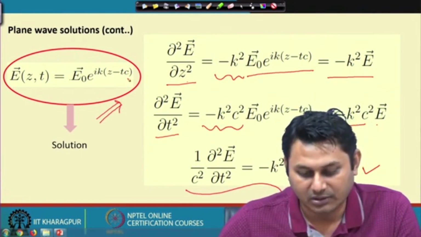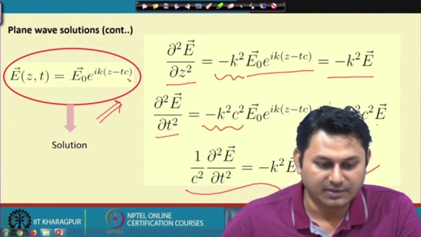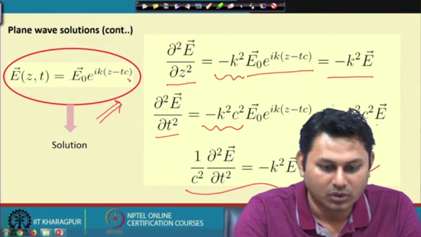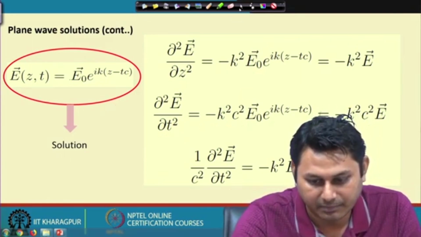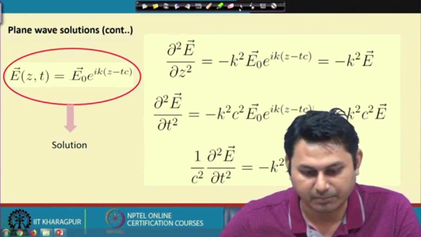This solution is called the plane wave solution. Since it is a plane wave solution, that means some kind of plane is associated with it. So, we need to know what the plane is and how this works. In the next slide we would like to learn more about the plane wave, what is the meaning of plane wave.